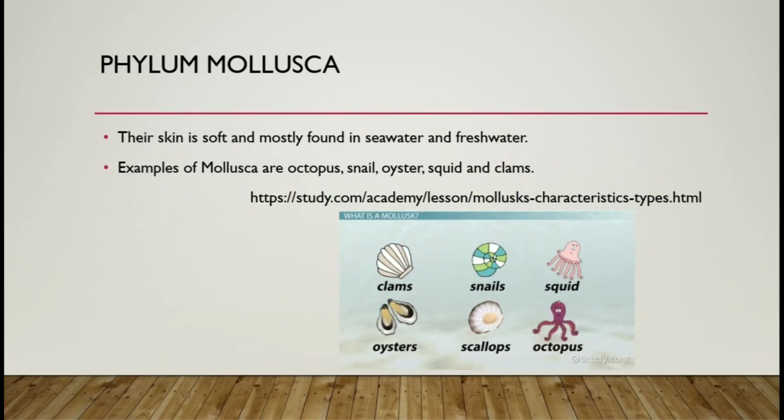The phylum Mollusca are animals that do not have a segmented body. Mollusca's skin consists of a mantle that releases a shell. Their skin is soft and mostly found in seawater and freshwater. Examples of mollusca are octopus, snail, squid.